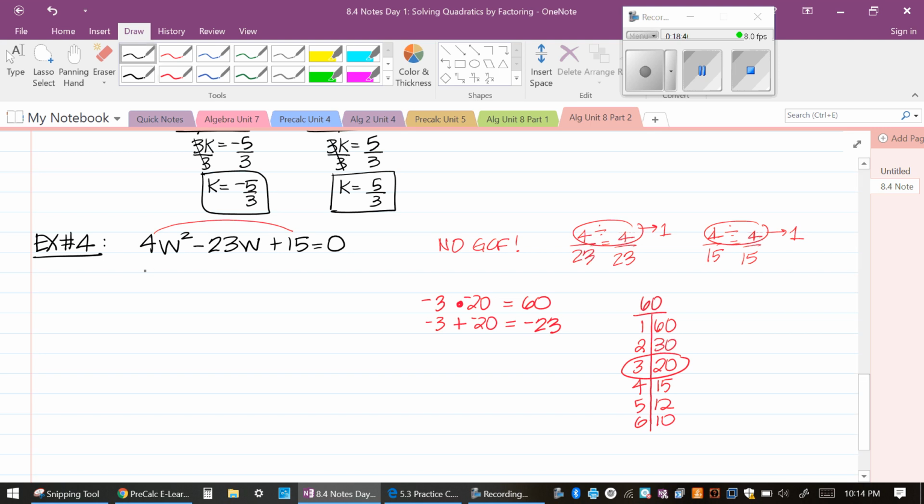Can I use a shortcut here? So I'm going to split the middle term into a negative 3w and a negative 20w. Remember to keep the 4w squared and the 15 the same. Now I'm going to check it for a GCF for the first two terms. I'm also going to check a GCF for the second two terms. The GCF of the first two terms is just 1w. The GCF for the second two terms is negative 5.